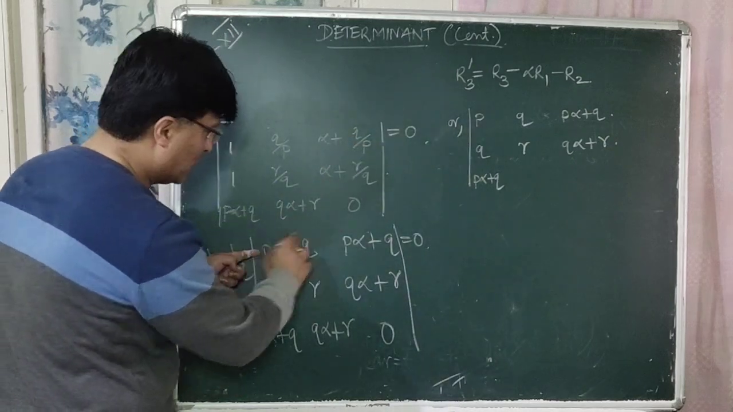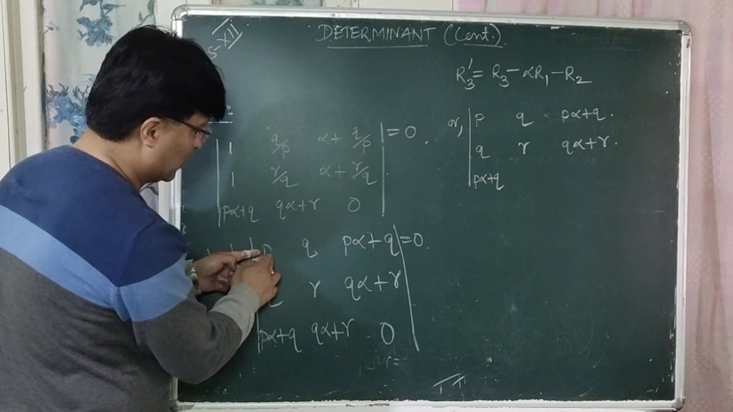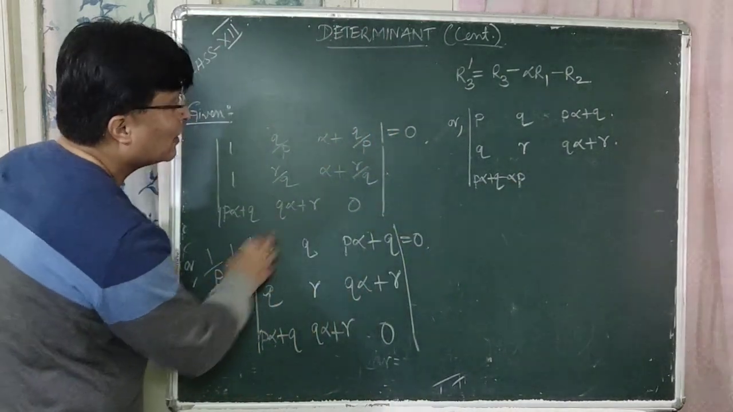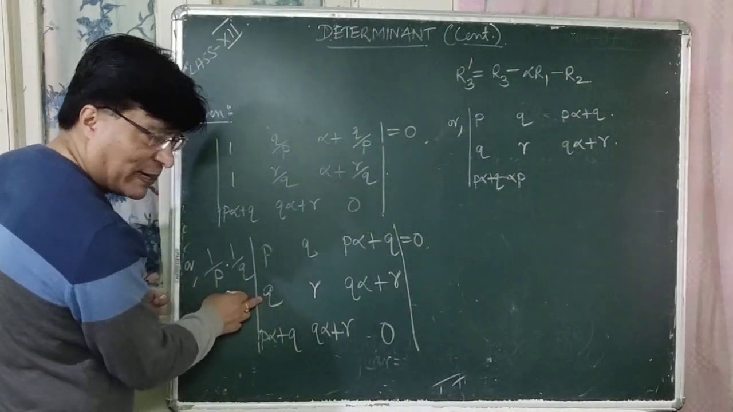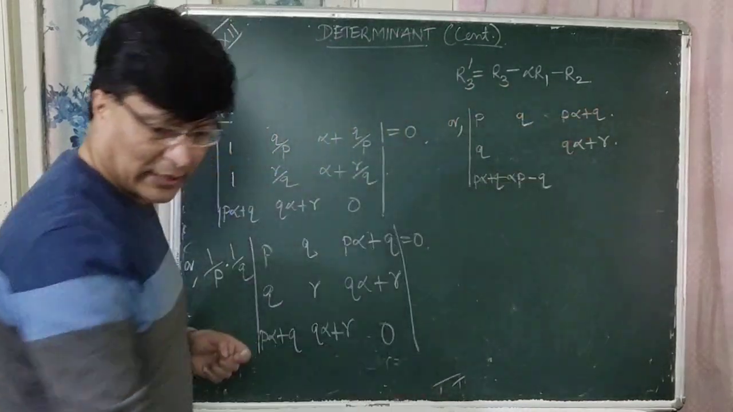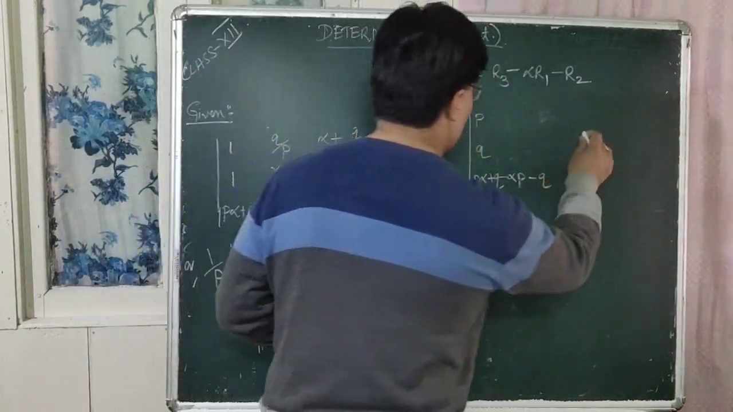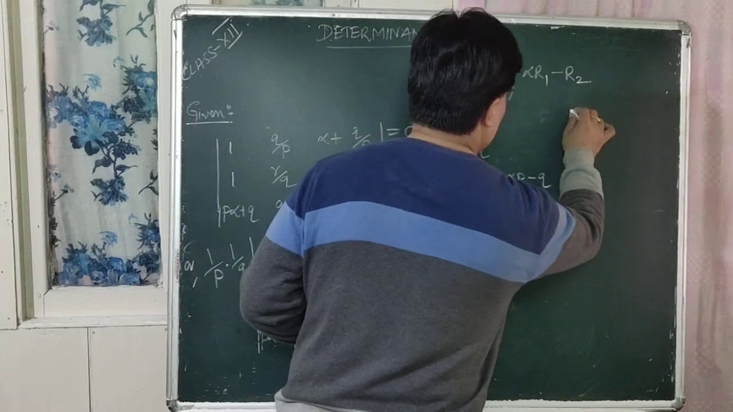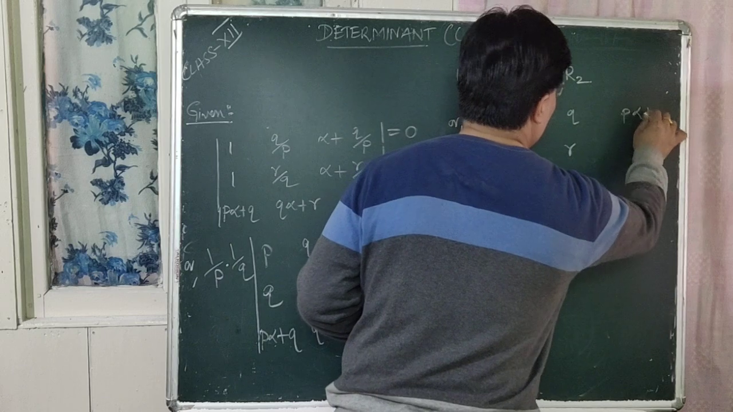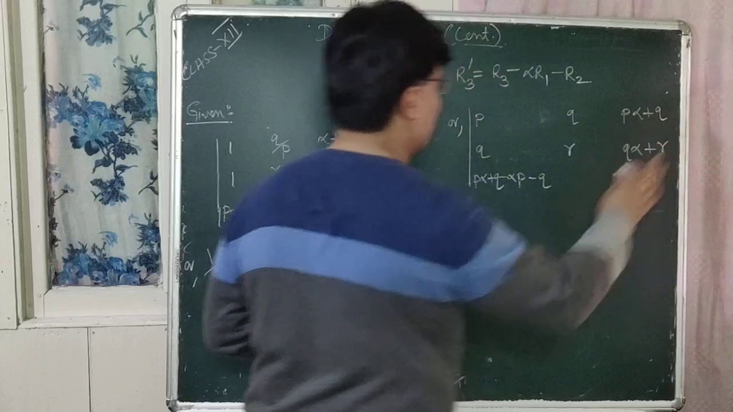Then comes minus alpha into R1. That is minus the first term of R1, minus alpha into P, that is minus alpha P. Then minus R2 is there. Minus R2 means minus Q. Here you should write minus Q. So now it is P alpha plus Q minus alpha P minus Q, and the second row is Q, R, Q alpha plus R.